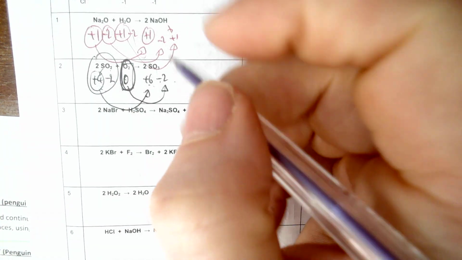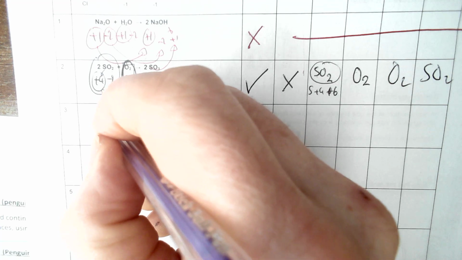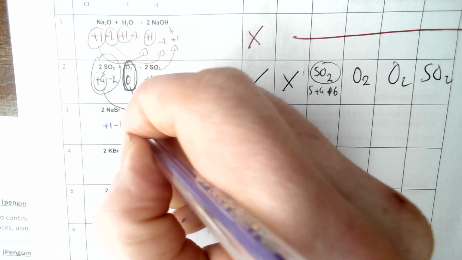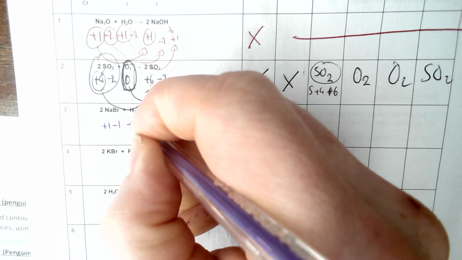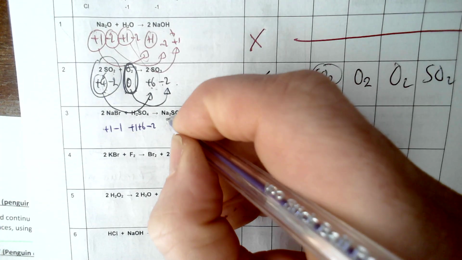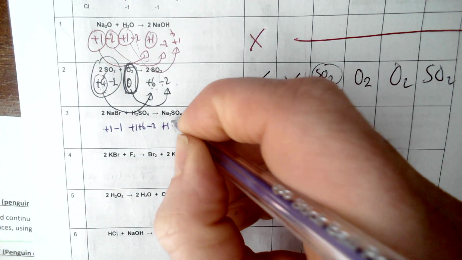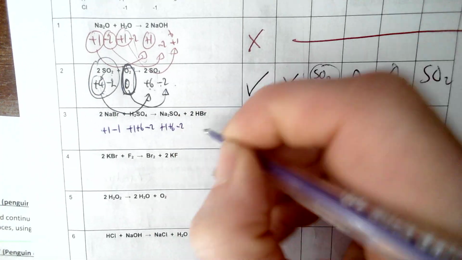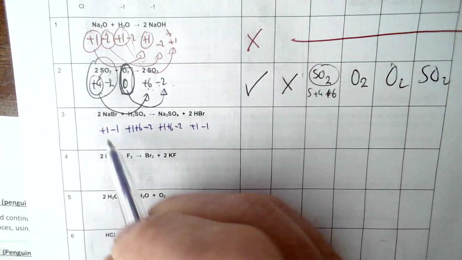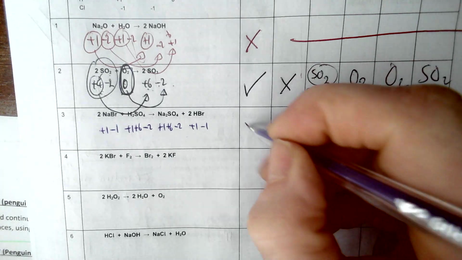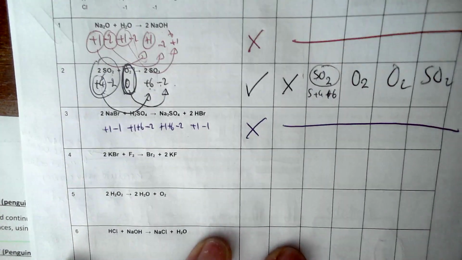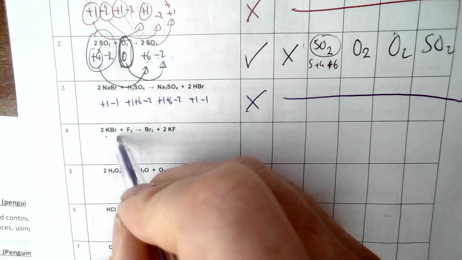I'm going fast now, nearly the end of school. So, NaBr: +1, -1. H2SO4: +1, -2 for oxygen, sulfur is +6. Na2SO4: +1 for the sodiums, oxygens are -2, sulfur's +6. HBr: +1, -1. Nothing changes, not redox.